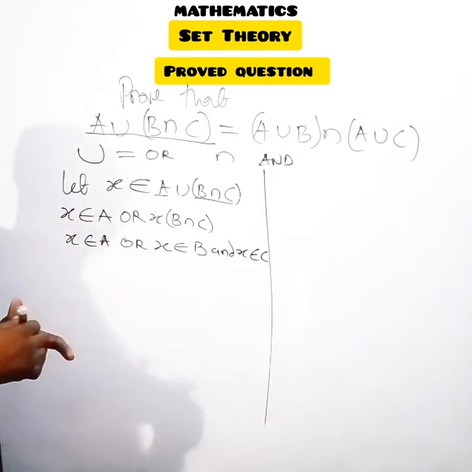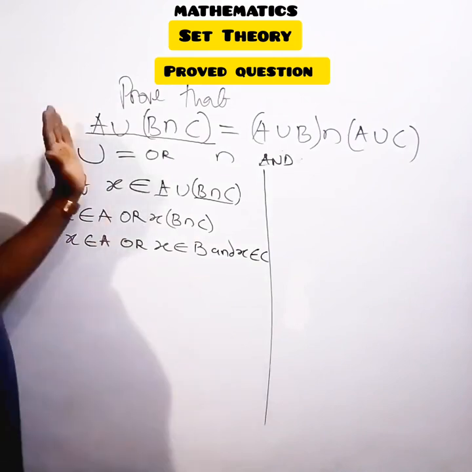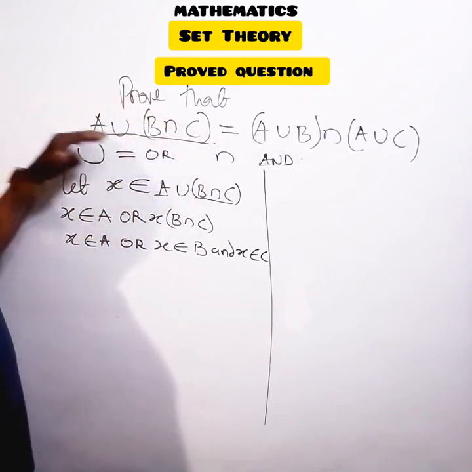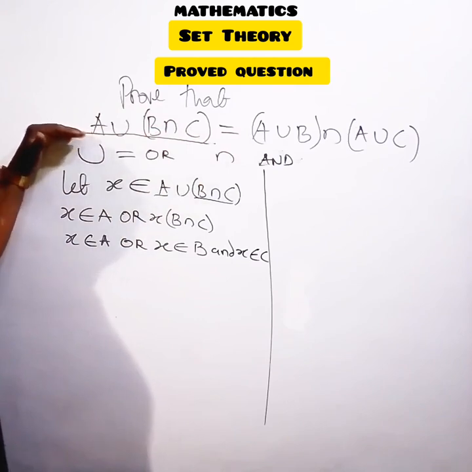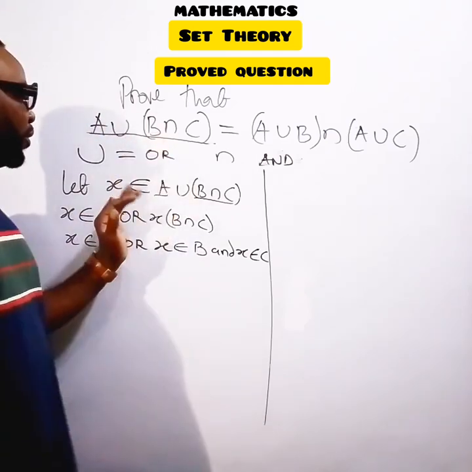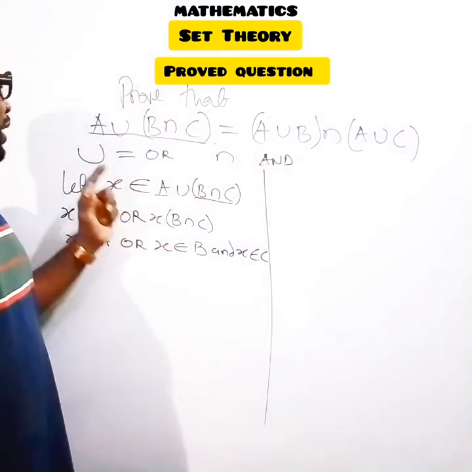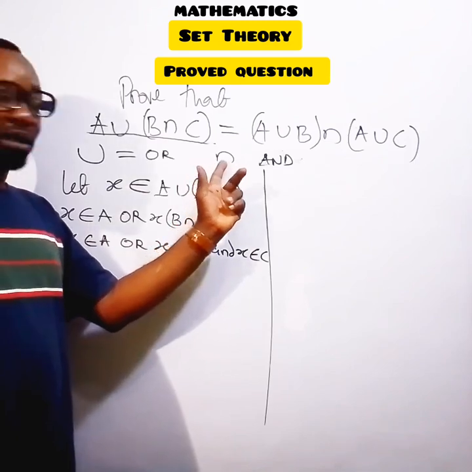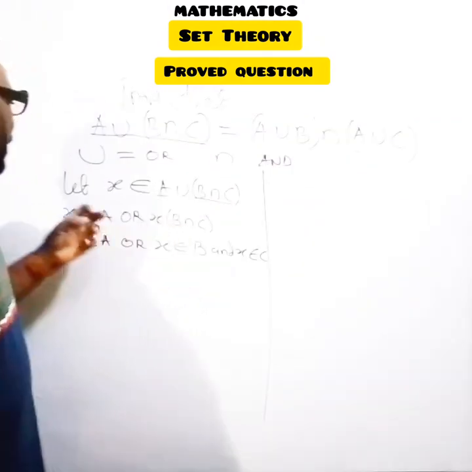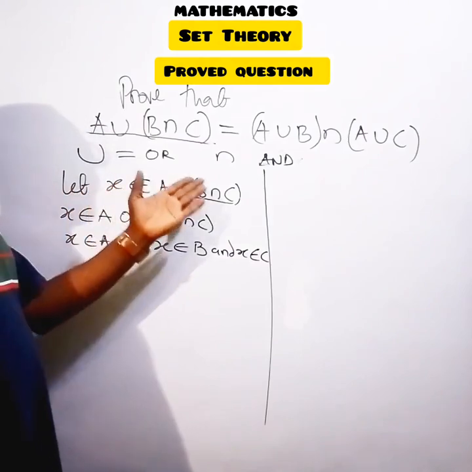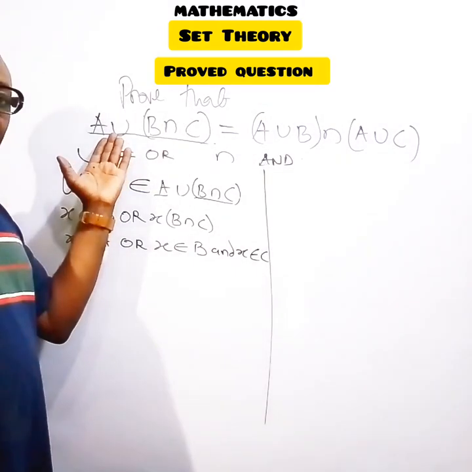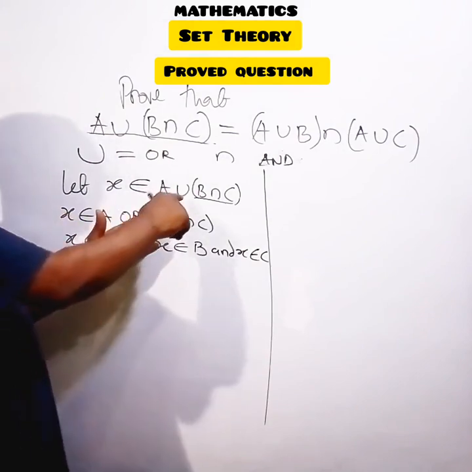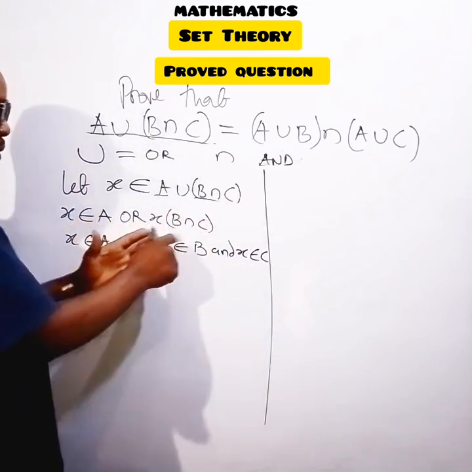Let me start all over again for your understanding. When you are given a question like this, you are asked to prove. What you need to do is take one part first. I'm taking the left-hand side first. I say let x be a member of all these parts. Don't forget, wherever you see union, you put "or", and if you see intersection, put "and". So let x be a member of A union (B intersection C), as the question is written. Now x is a member of A, or x is a member of these two parts as well.